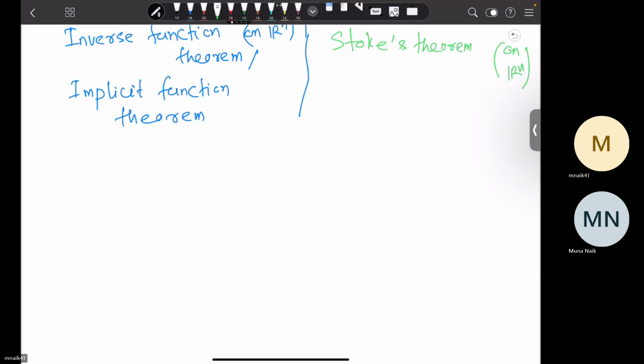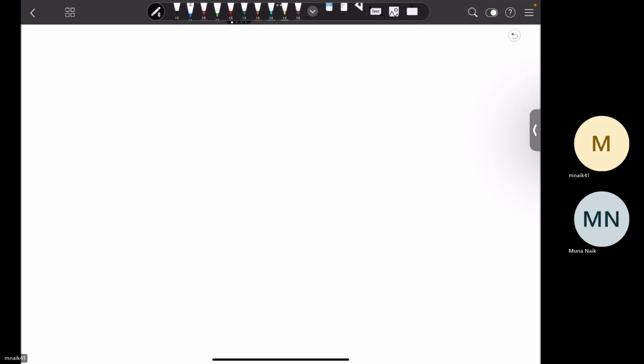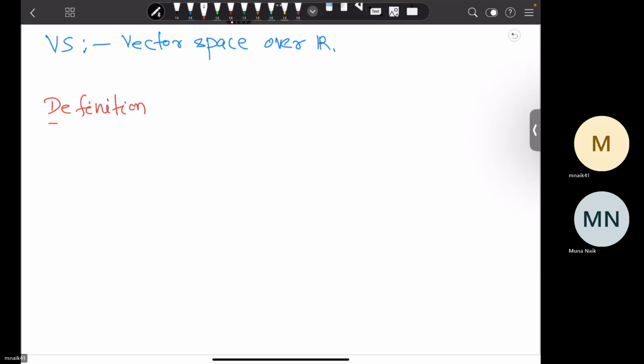Okay, so let us begin with a definition. I will use this acronym VS for vector space, and we will be considering only vector spaces over R. Definition. Let V be a VS over R. VS stands for vector space.